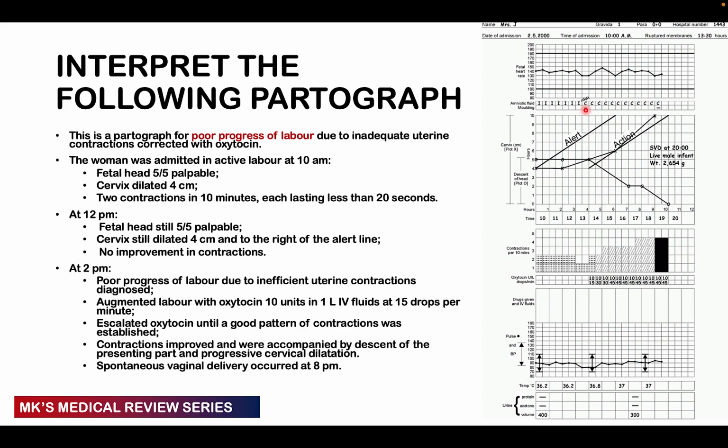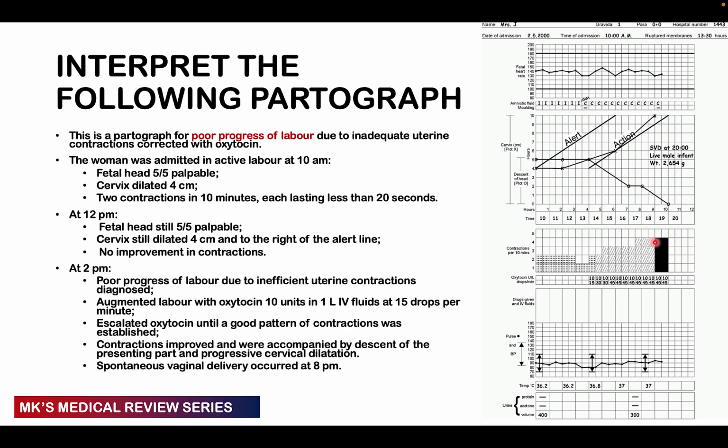Once the membranes were ruptured, as we also saw, this patient was started on augmentation with oxytocin because there was no contraindication for augmentation of oxytocin. So 10 international units was added to a liter of IV fluids, and it ran at 15 drops per minute. This was titrated to 30 drops per minute, then kept at a constant 45 drops per minute, and then the contractions were quite established, and they improved from 2 moderate contractions to 3 moderate contractions, and then eventually 4 moderate contractions.